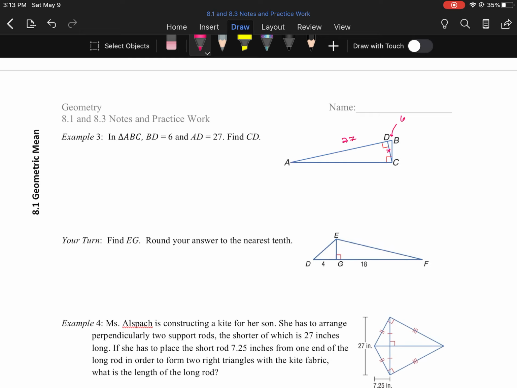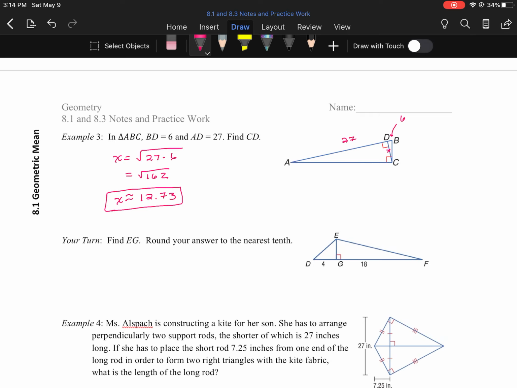So if you notice, C to D is our geometric mean. So that's going to be X equals the square root of the product of those two segments. So 27 times 6. When we multiply 27 and 6 together, we get the square root of 162, which is approximately 12.73.